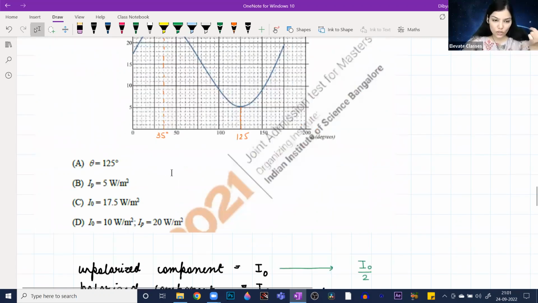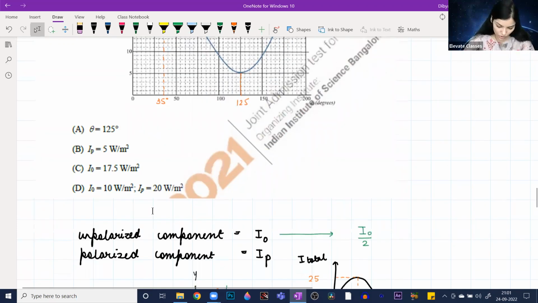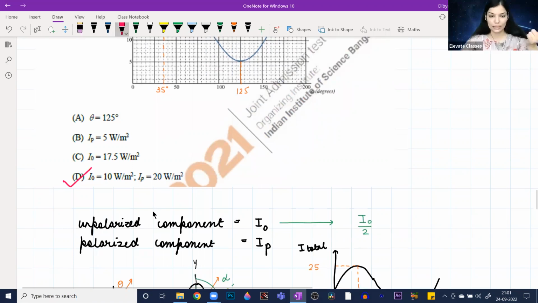So let us look at all the options. A is not correct. Theta is equal to 35, we have just proved. And IP is not equal to 5. IP हमने 20 निकाला है. I naught भी हमने 10 निकाला है. So the only option that is correct is option number D.